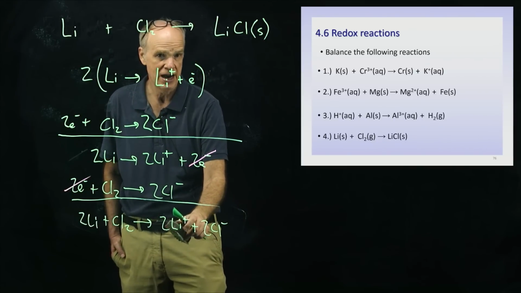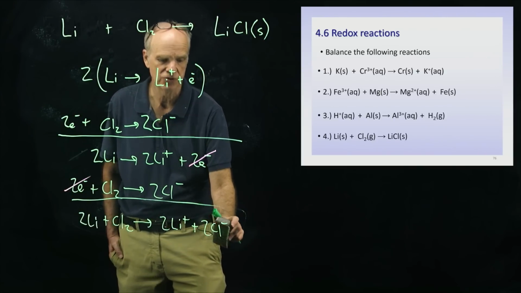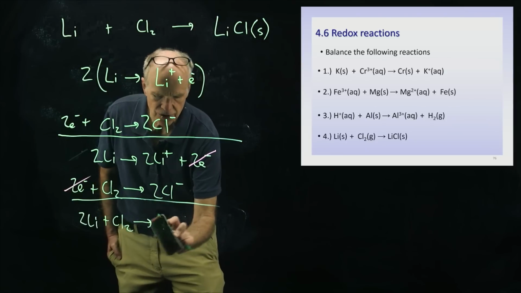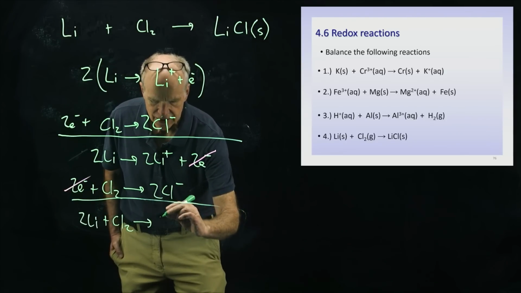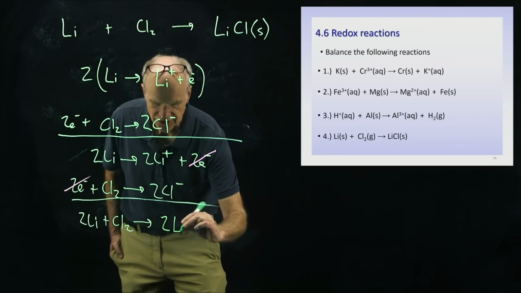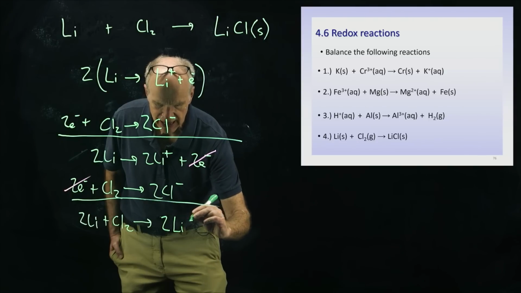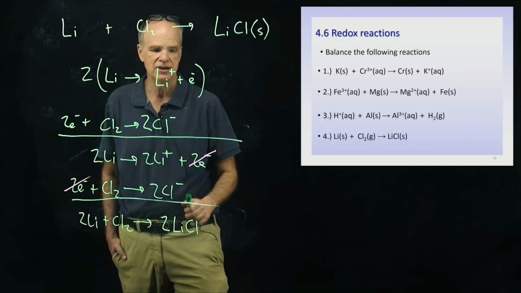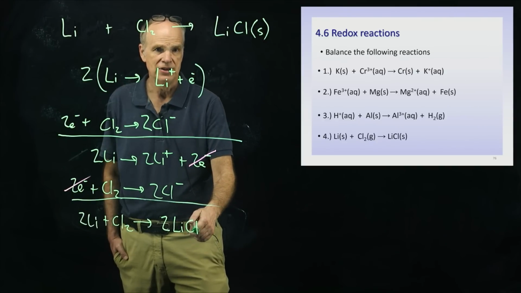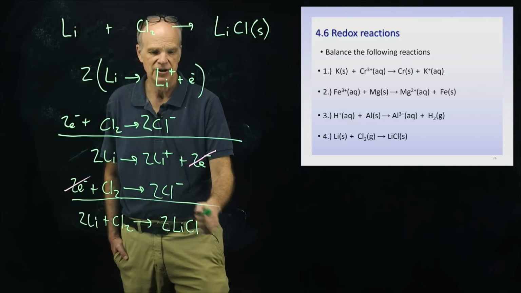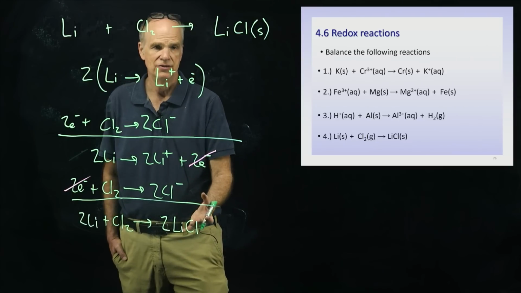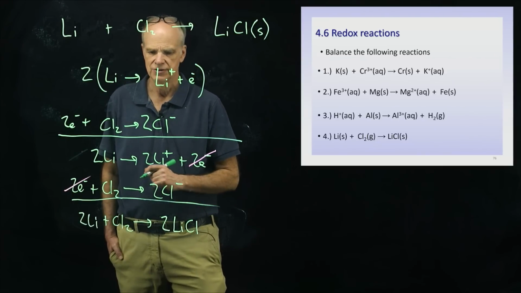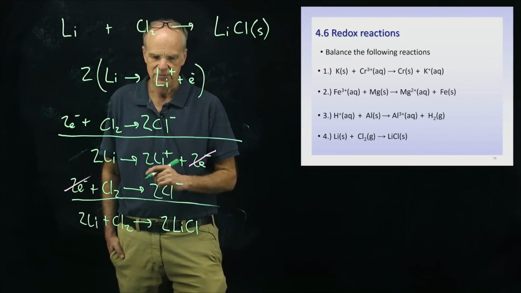So rather than writing 2 lithium plus and 2 chloride minus, what we do is we write instead 2 LiCl, and just imagine that the lithium ions are bound to the chloride ions like that. And so you might remember with ionic compounds, we write the elements not as ions, but in the compound we just write the elements with no charges. Okay, this appears to be balanced.